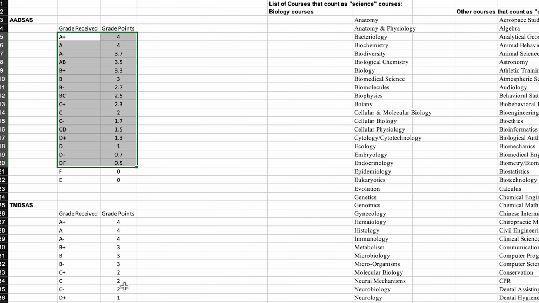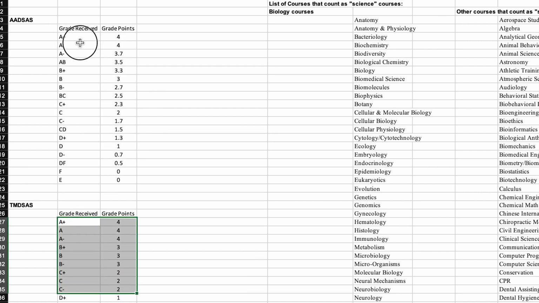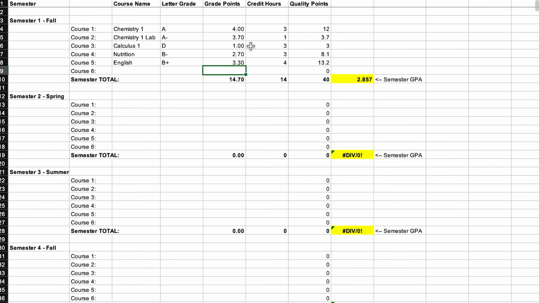If you're using AADSAS, if you're using the Texas app, TMDSAS, there's a different grade point system that does not discriminate between your grade points received and plus and minus grades. So what we see is that this sheet is automatically going to calculate how many grade points you got, credit hours, and total quality points. And the quality points is really just multiplying the grade points you received by the credit hours or units that the course was. And then this all auto-populates and gives you your semester GPA.